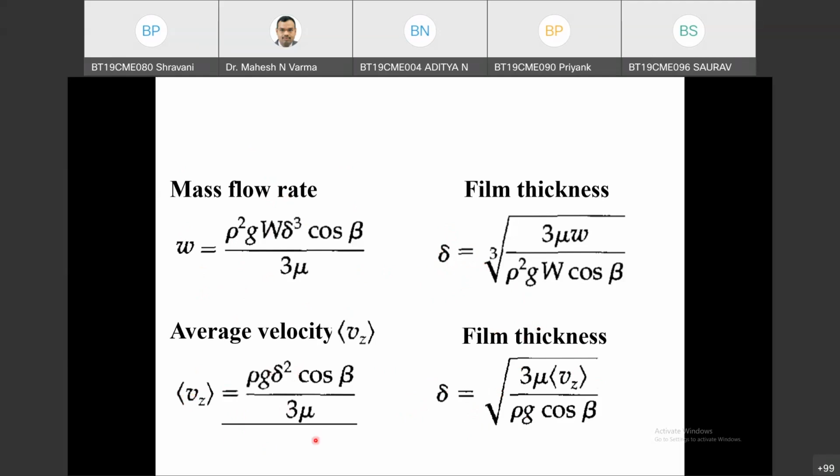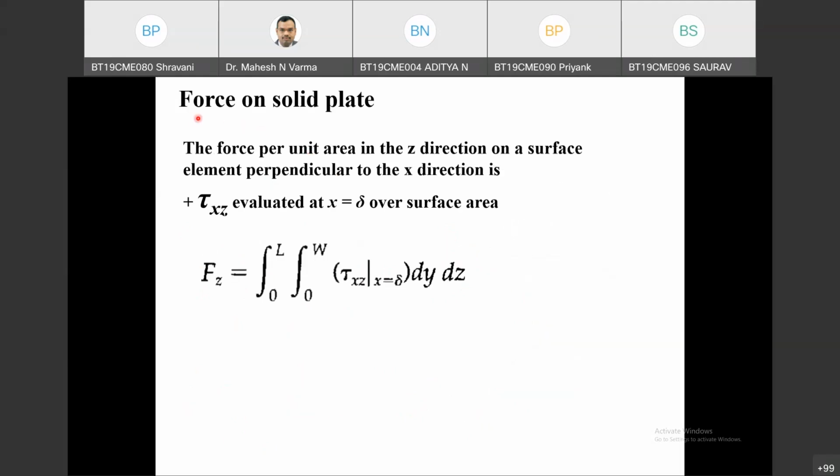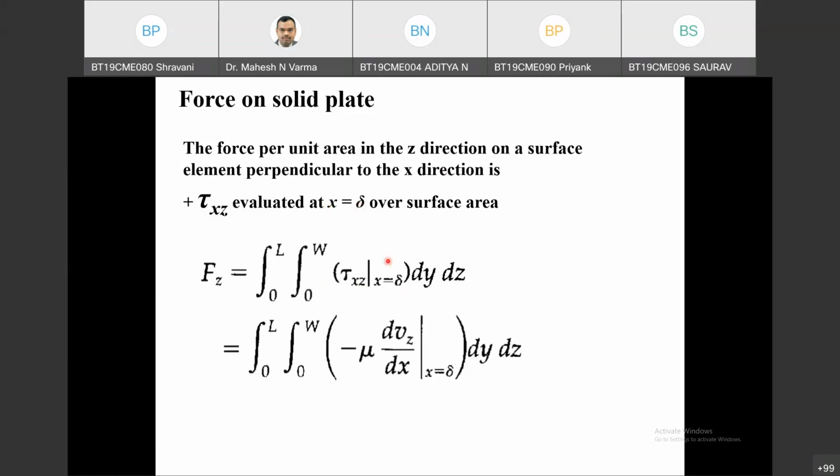This, using mass flow rate and using average velocity. Now this is the drag force. Drag force exerted on solid by fluid is the force per unit area. The area will be L into W, the plate area, and tau xz integrated over dy and dz. Anyway, this tau xz is not changing in the y and z direction, so you can estimate the shear stress at x equals delta. This is evaluated at x equals delta, at the surface, multiplied by surface area. So that will be equal to this.